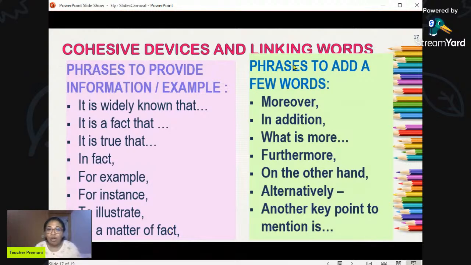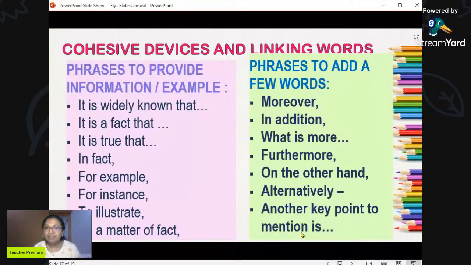Okay, next, phrases to add a few words. It means like you want to add next point, next point, next point. Maybe first advantage, second advantage, right? So moreover, in addition, what is more, or what's more also can, but that is contracted. So it's better, what is more. Furthermore, on the other hand, alternatively, another key point to mention is, wow, sounds very point of view, right?